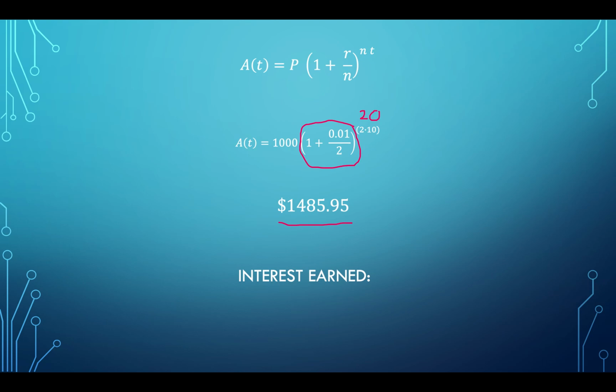Now for interest earned. How much interest did I get on this investment? What I got to do is take this $1,485.95 and subtract the initial amount, so subtract 1,000. 1485.95 minus 1,000 gives me $485.95. So basically, I invested my money, I put it in the bank. I let it sit there for 10 years. It was 1% interest, compounded semi-annually for 10 years. So at the end of 10 years, just for leaving my money in the bank, I make $485.95.